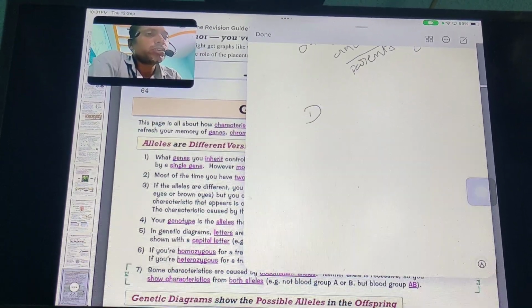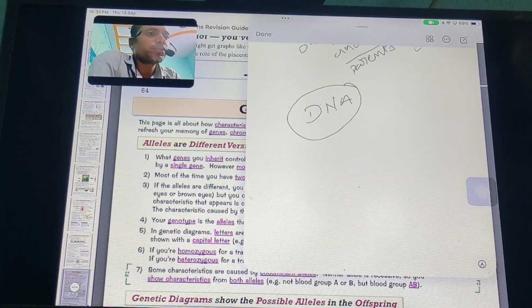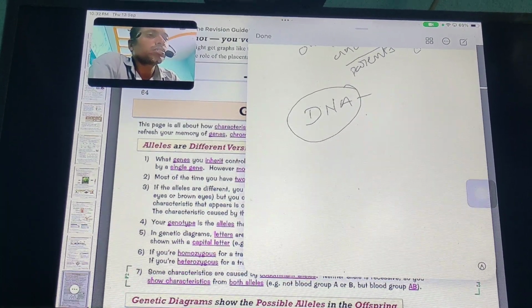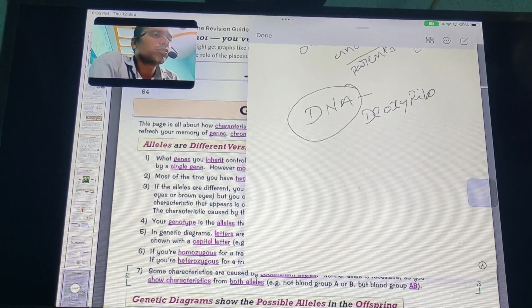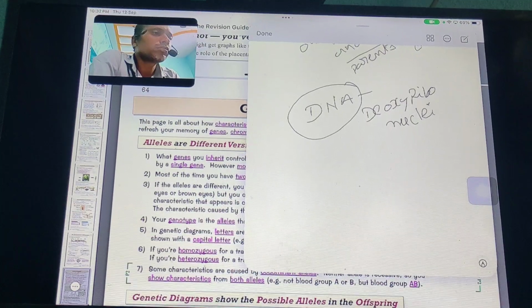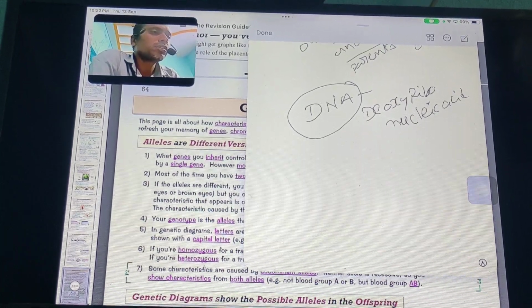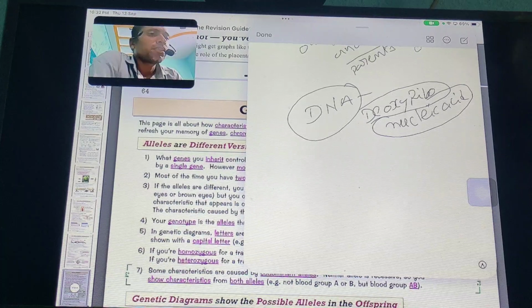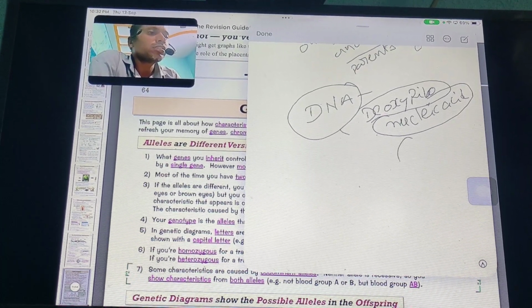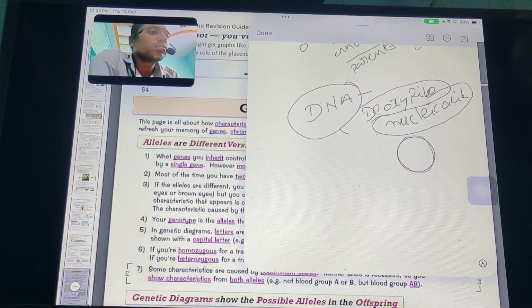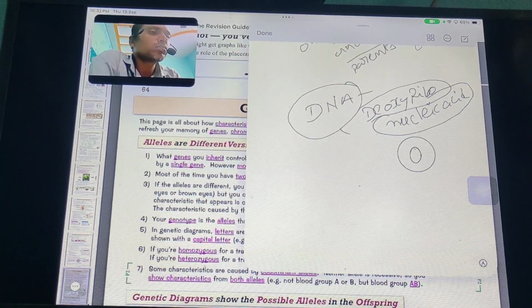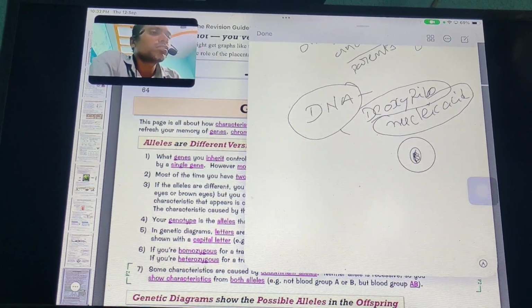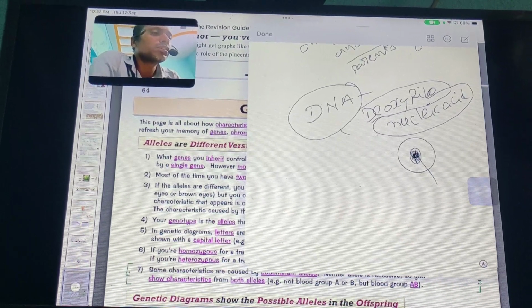The genetic material is called DNA, deoxyribonucleic acid. DNA is located in the chromosomes, inside the cell. In the center of the cell there is a nucleus. Inside the nucleus, the DNA or genetic material is present.